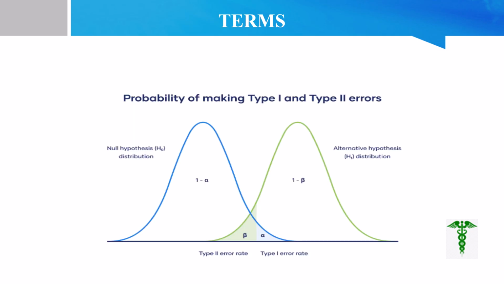In the previous slides we discussed type 1 and type 2 separately; this is the combination. In type 1, alpha is this distribution curve, and beta is this distribution curve in type 2. The null hypothesis H0 distribution curve is represented by this blue color, and the alternative H1 distribution we can see in type 2 error. This is the distribution rate of type 2, beta, and the power is 1 minus beta.